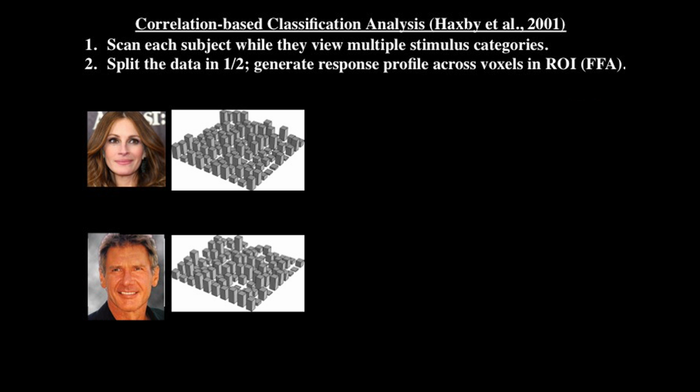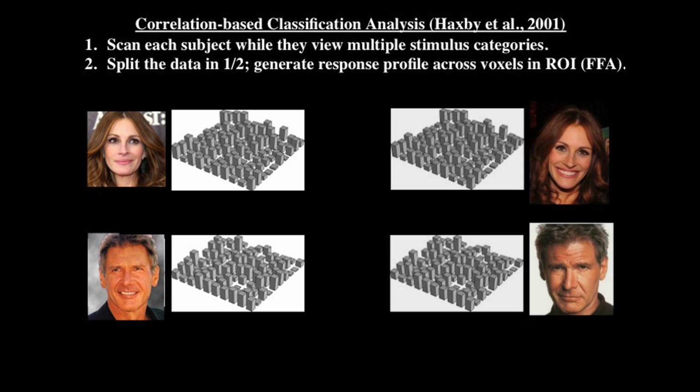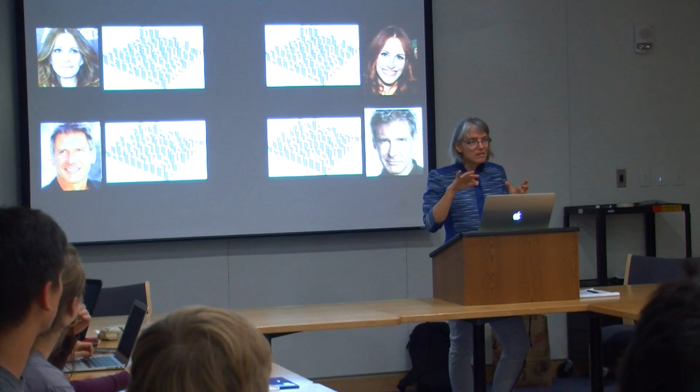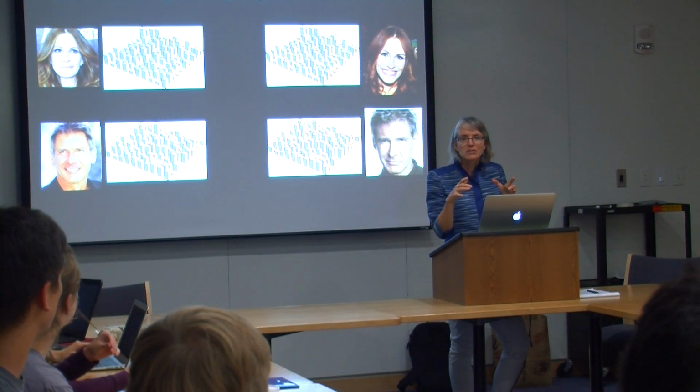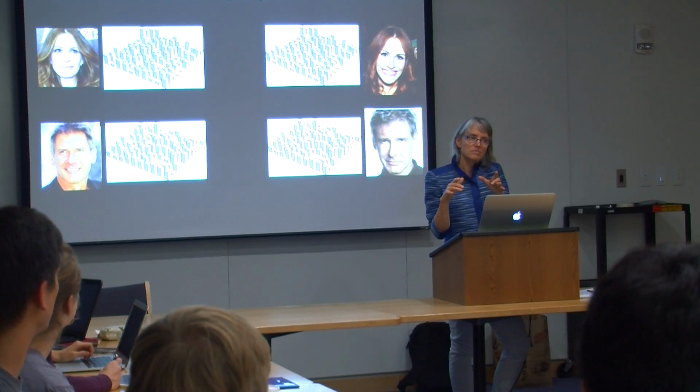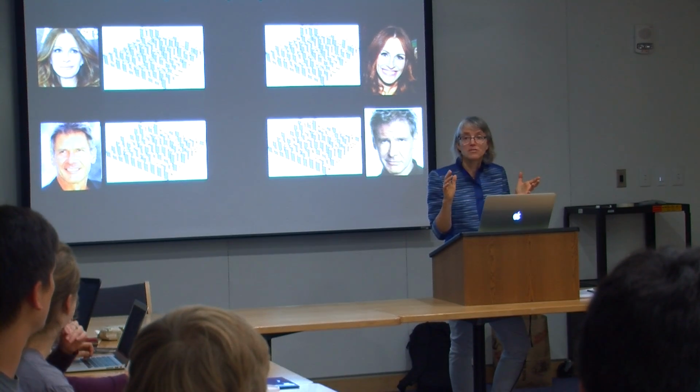So we split the data in half, and here is the pattern of response shown abstractly in the fusiform face area when you look at Julia in half the data and when you look at Harrison in half the data. Okay. And then in the other half of the data, we have patterns as well. And the whole point of this is to say, if the identity of the face is coded by the pattern of response across those voxels in that region, then we should get a stable pattern for an individual that's stably different from the pattern you get for another individual. That's the whole idea. That's all there is to it.